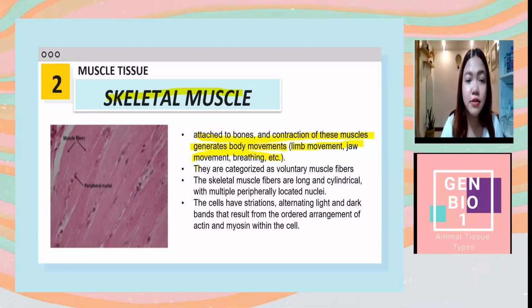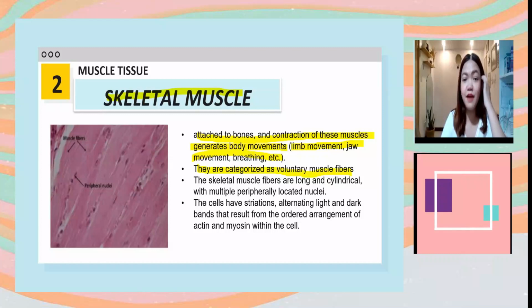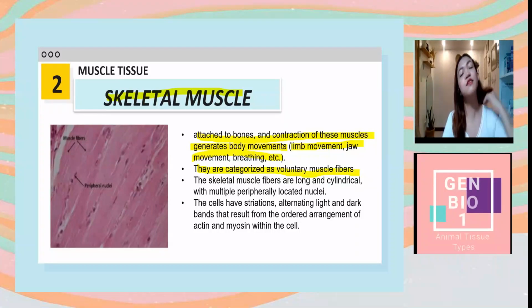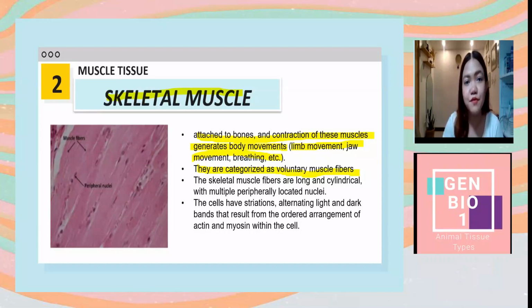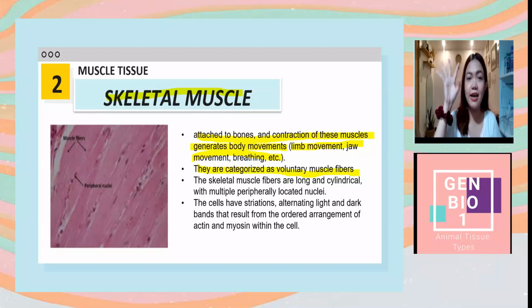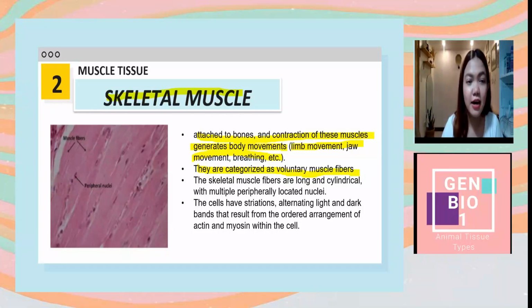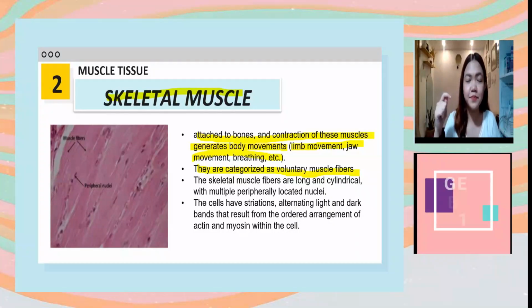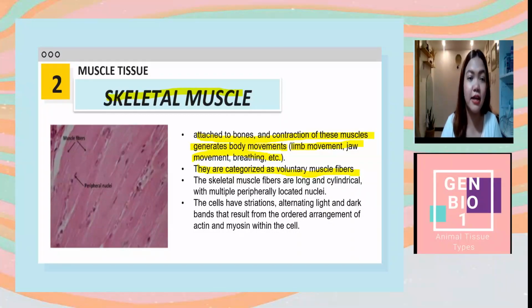Okay? So they are categorized as voluntary muscle fibers. So voluntary, ibig sabihin, if I want to, I can do it. If I want to, I'll be able to move it. For example, I want to raise my hand, I can because I want to, because that's voluntary. But unlike the other muscle cells na pag-aaralin natin after that one, those are involuntary.